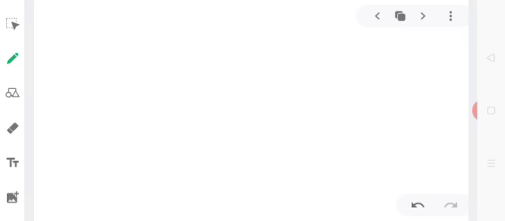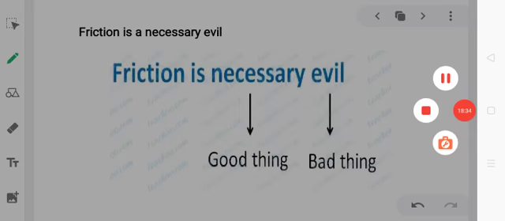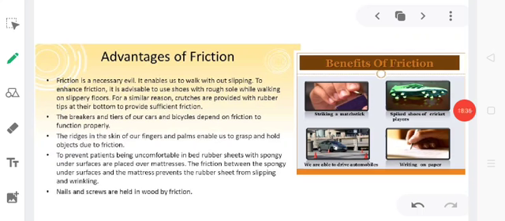So let's begin with the necessity part, that is the advantages of friction. Walking will not be possible without friction. To enhance friction, it is advisable to use shoes with rough sole while walking on slippery floors. For a similar reason, crutches are provided with rubber tips at their bottom to provide sufficient friction.